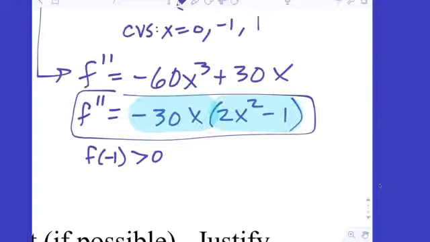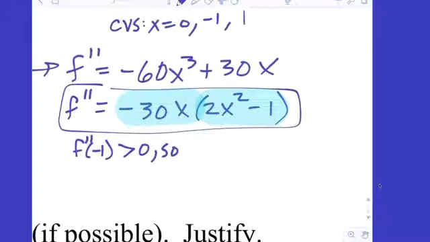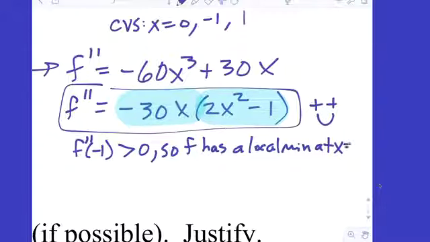So here's your justification. F double prime, I forgot to put the double prime, F double prime of negative 1 is greater than 0. So greater than 0 means concave what? Up. If you want to come off to the side and draw your little positive man, you can see the bottom of his smile now. You don't have to do that, though. You just say, so f has a local min at x equals -1.